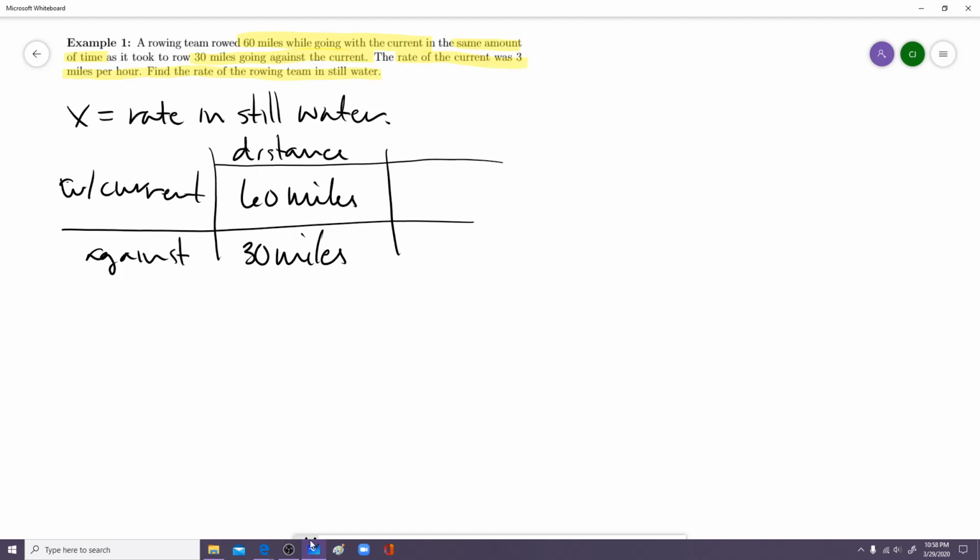Right, what else do we know? We know the rate. When you're going with the current, what does that mean? It is the rate you would be in still water plus 3, because the rate of the current is 3. So this is X plus 3, and technically this is miles per hour. When you go against the current, if you put the same amount of energy, you're still going to go slower. So this is going to be X minus 3 miles per hour. Again, why is this 3? It's because the rate of the current is 3 miles per hour.